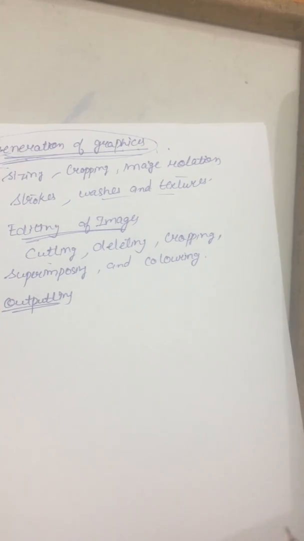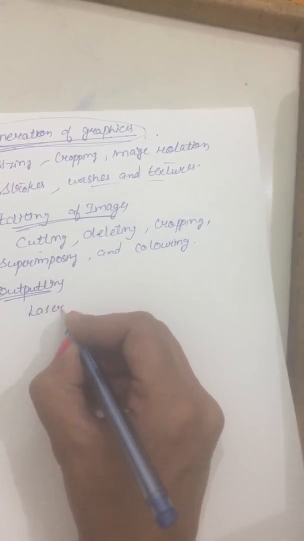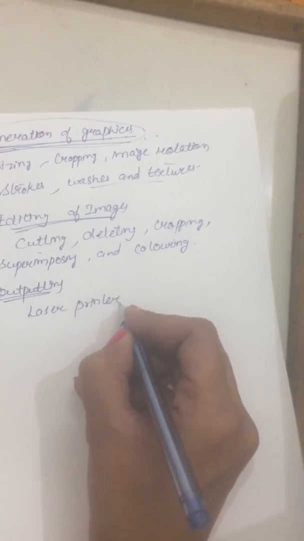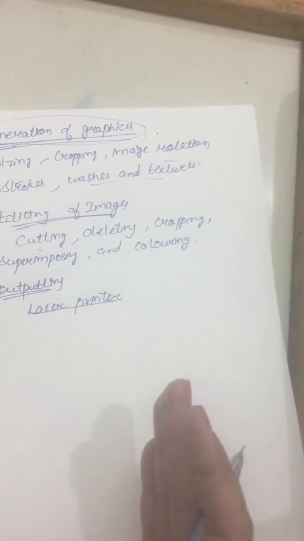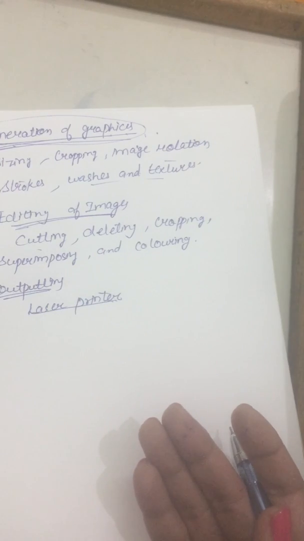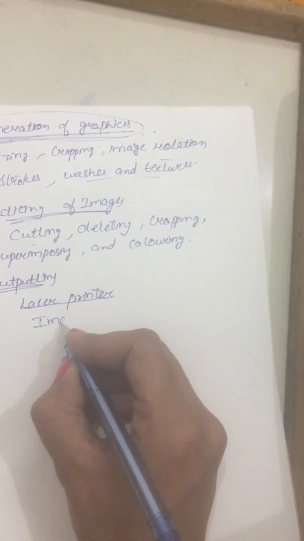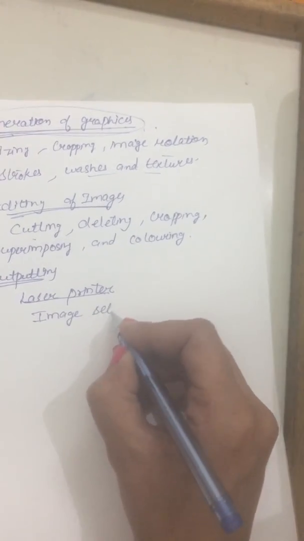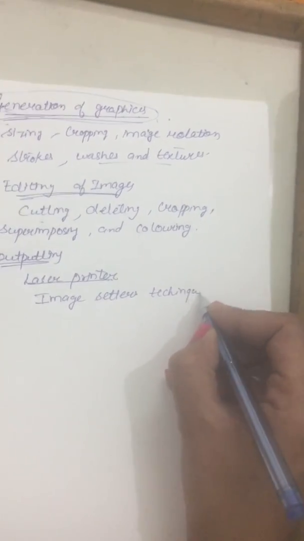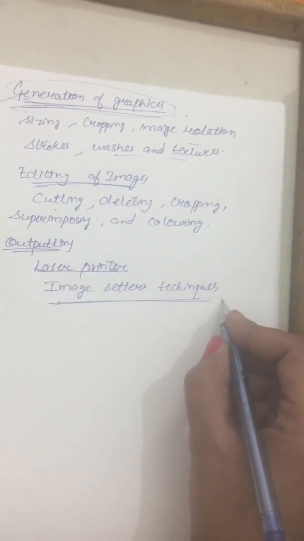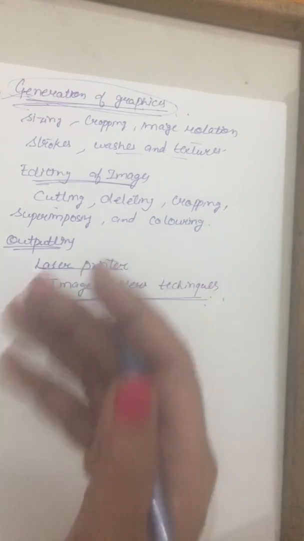So there are different types of output devices which are used in DTP, like laser printers, but laser printers have low quality. For publishing, in such cases we use image setters. We use the image setter technique for publishing any material, because it has high quality as compared to laser printers.